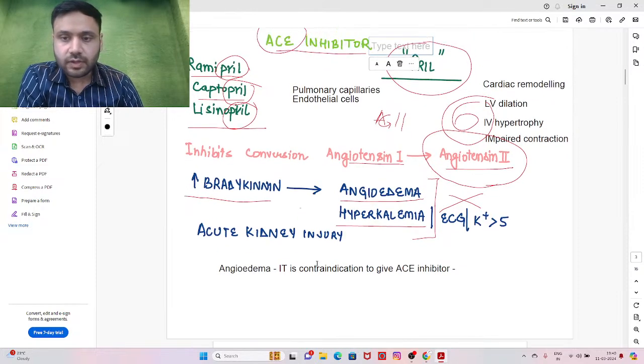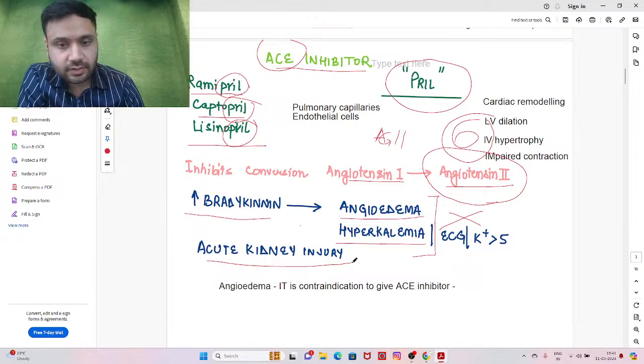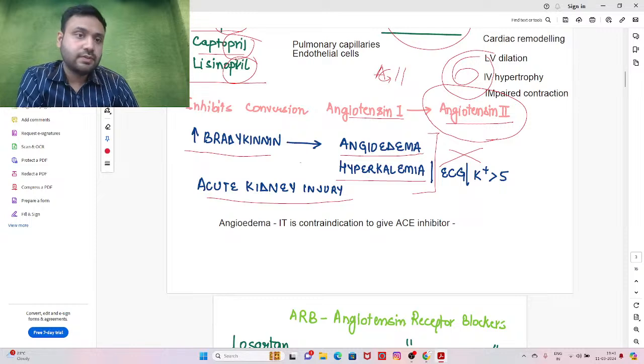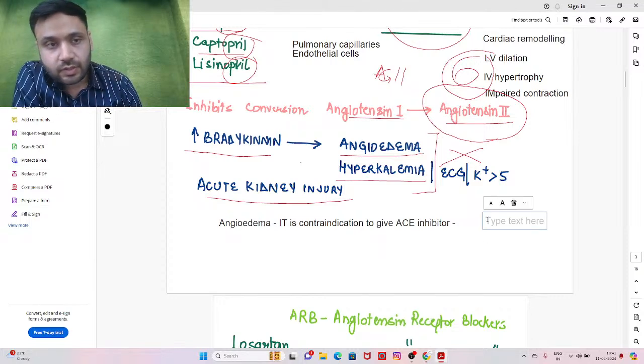So we have seen that angioedema is dangerous, hyperkalemia is dangerous. Similarly, acute kidney injury can also be dangerous to some extent, especially if a patient has renal artery stenosis. Why? Let me show you something.